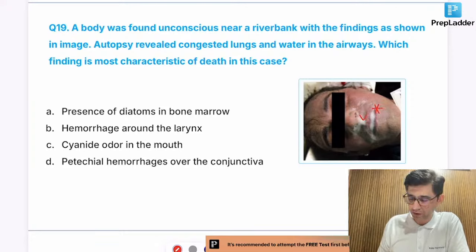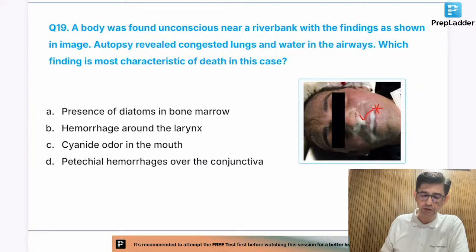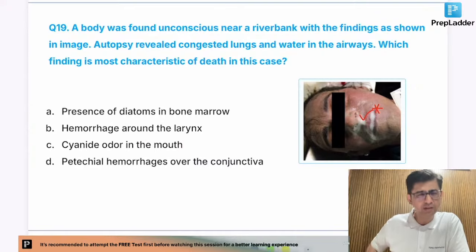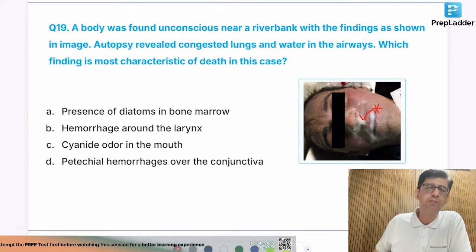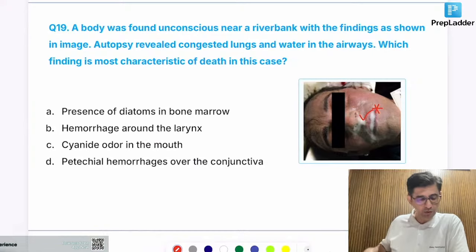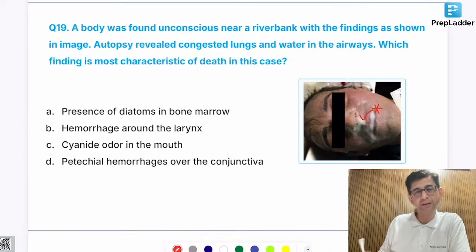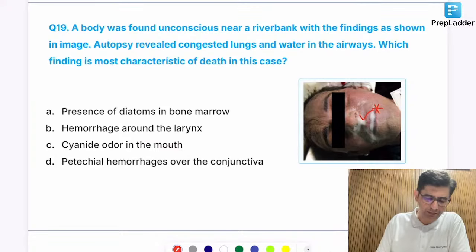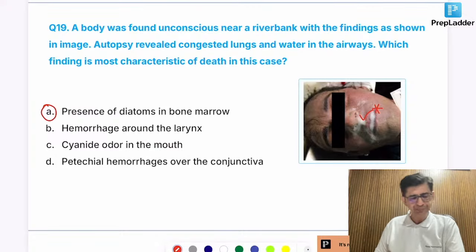And considering that frothing from the nose and the mouth, which is the most characteristic cause of death in this case? If it's going to be drowning, we'll have diatoms found. In the no petechial hemorrhages option, that would be mainly for throttling or mechanical asphyxia. This one is a pretty straightforward one, I think.